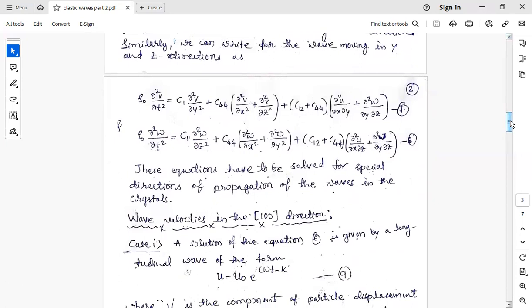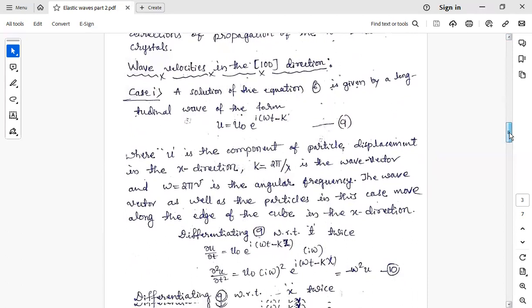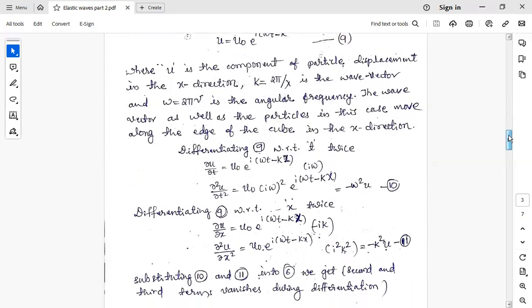All these things I have explained in the last class. And we have studied the wave velocities in the 1, 0, 0 direction, which has 2 cases. Case 1 we have also studied. So we assumed this kind of solution for that differential equation, and this equation 9 is differentiated twice with respect to time, and we got this. This is important, students. Take note of this, because I am going to do this again for another case.